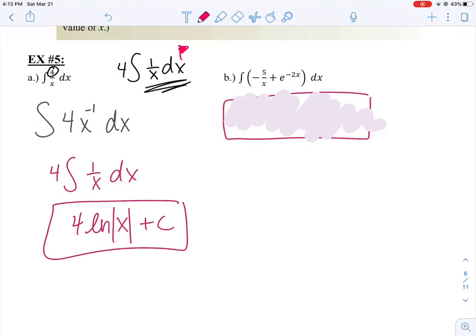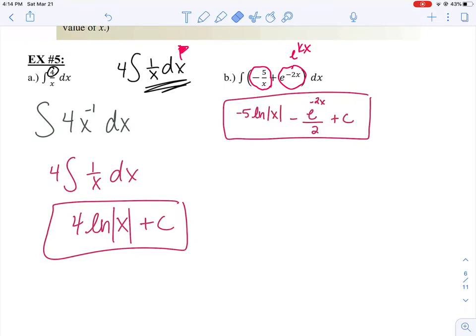Okay? All right, look at b then. You should be able to recognize that this is a negative 5 times a 1 over x. And the antiderivative of 1 over x is natural log. So you should have a negative 5 times the natural log of x. Oh, and look at this rule. That was our rule from before where we had an e to the kx. Do you remember what the antiderivative rule is there? Well, it's e to the kx over that k.